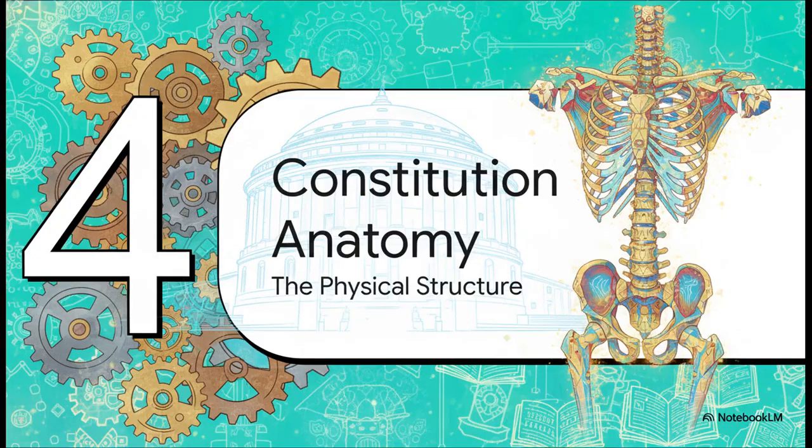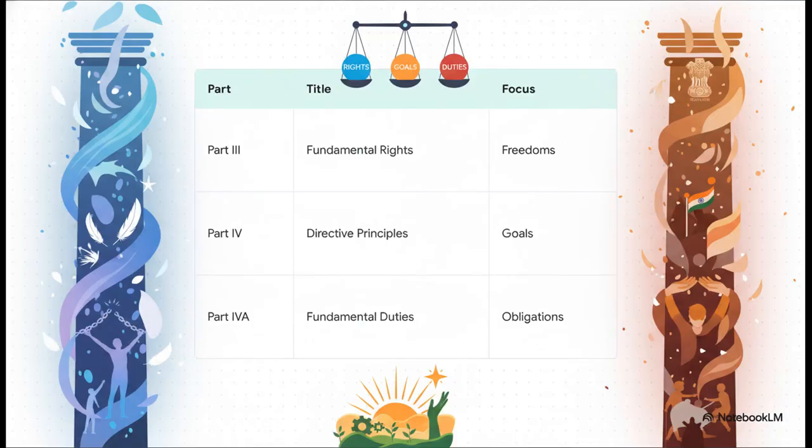All right, let's dive into our fourth and final section, Anatomy of the Constitution. Think of these parts as the absolute load-bearing pillars of the whole structure. It's an incredibly delicate balance. You have Part 3, the fundamental rights, guaranteeing personal freedoms, equality, and remedies against the state. Then there's Part 4, the directive principles, outlining the socioeconomic goals the state really needs to strive for. And added later is Part IVA, the fundamental duties, which reminds citizens of the obligations they owe back to the nation. It's a beautifully balanced triad of rights, goals, and duties.